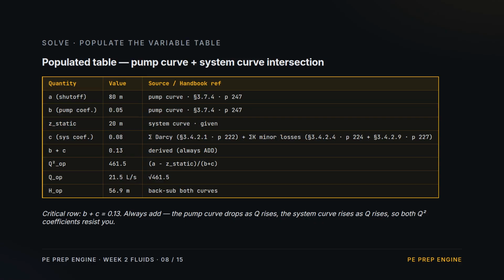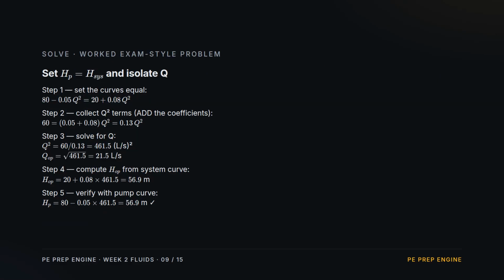Populate the table from the two curves: A, B, Z static, and C. Now the critical step: add B and C, never subtract. Q squared op equals A minus Z static over B plus C. The square root gives Q op, 21.5 liters per second. Head comes next slide. Walk it.